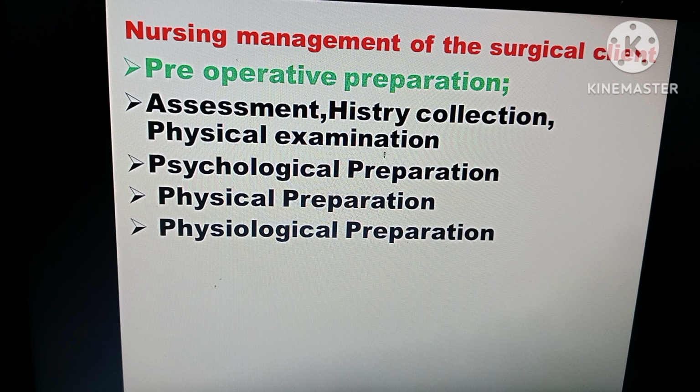Then physiological preparation means system-wise. Before undergoing major surgery, to know whether all the systems are working properly and are in normal condition, like cardiological examination, chest x-ray, respiratory examination, as well as every body part, and conducting various blood tests, imaging tests, to know whether the client is fit for the surgery.